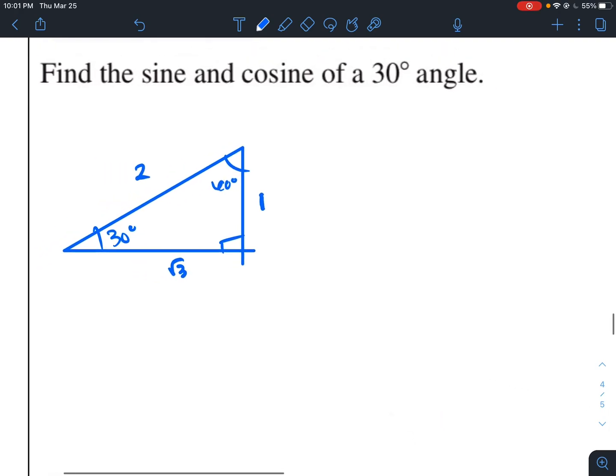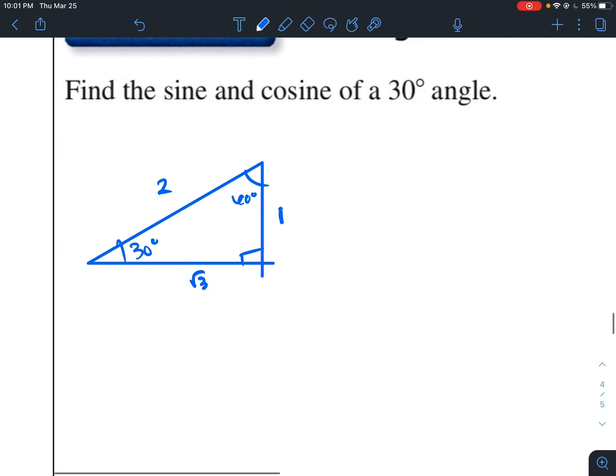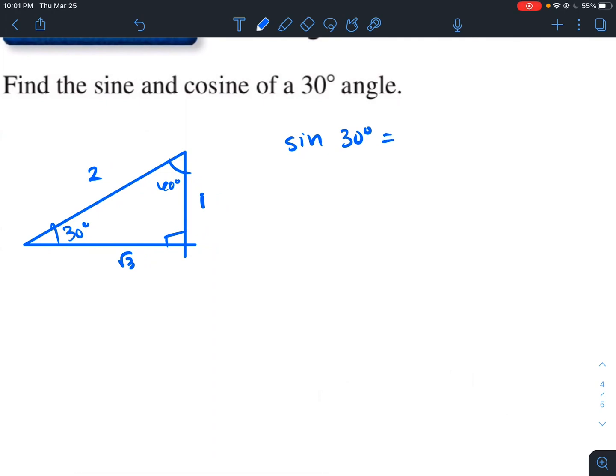So I'm just going to say that the opposite side to 30 is 1, and the adjacent side to 30 is square root of 3, and the hypotenuse is 2. By doing this, I want to find the sine of angle 30 here. Sine is equal to the opposite side over the hypotenuse, and opposite to 30 is 1, and the hypotenuse is 2.